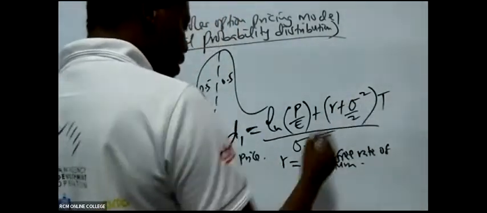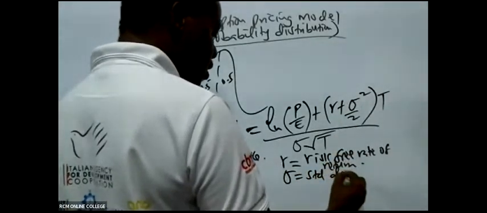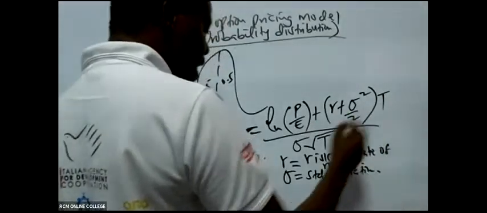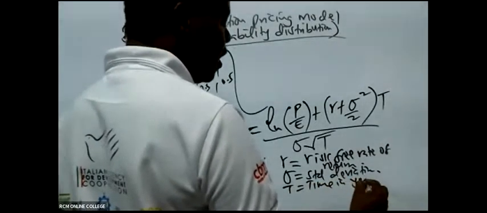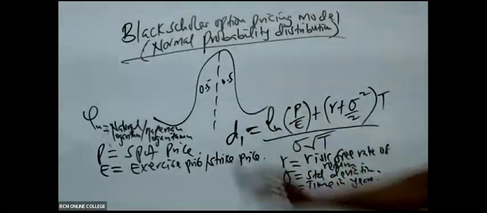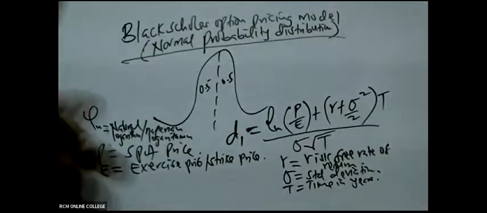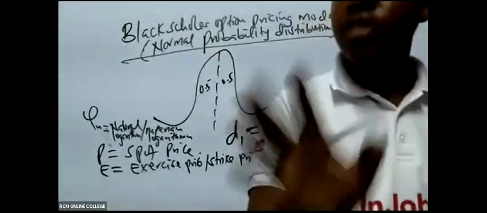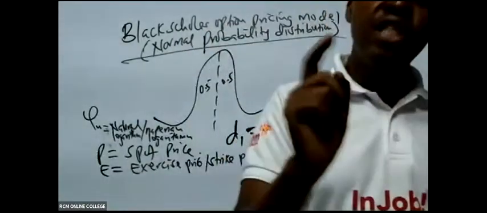Then sigma is the standard deviation, and T is time in years, to be specific. Are we together up to this point? CASNEB likes to give you this question with time in months, so you need to change them into years.